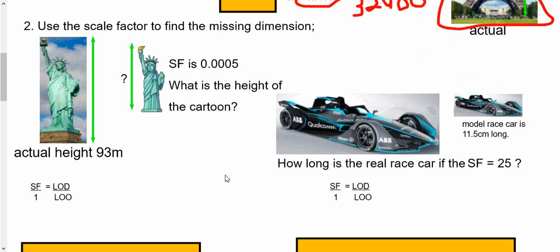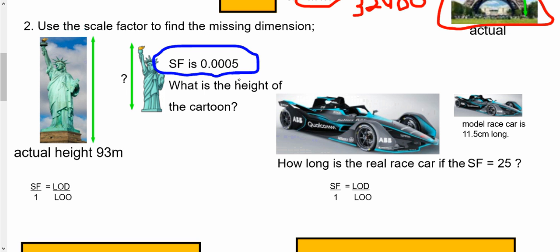Okay, so here it says, use a scale factor to find the missing dimension. Here's the Statue of Liberty. Its actual height is 93 meters, and it says the scale factor is 0.0005. What's the height of the cartoon?